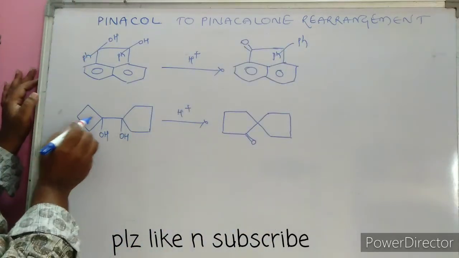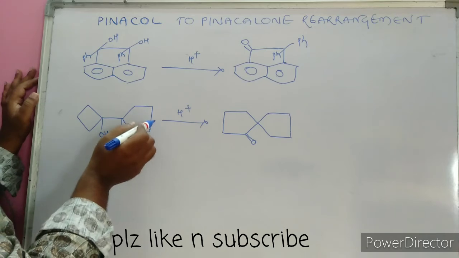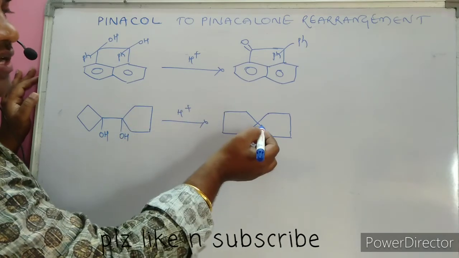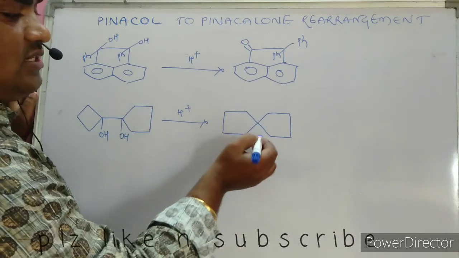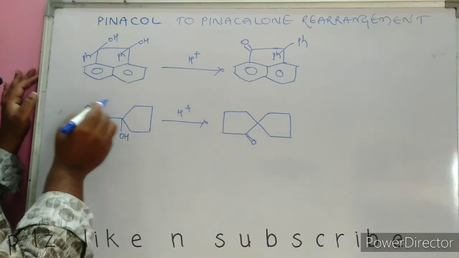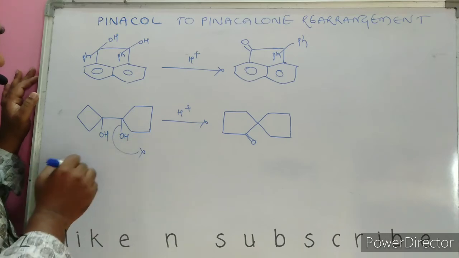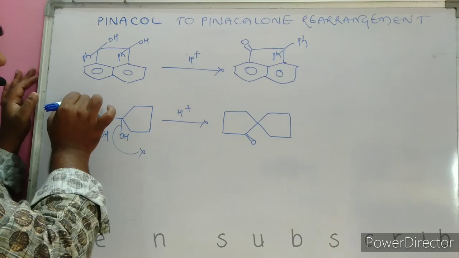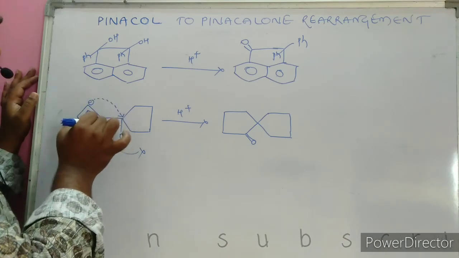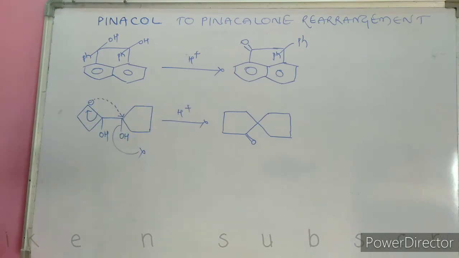Here a diol is also given, one is a 4-membered ring, another is a 5-membered ring, making a spiro compound, where both are joined at one point, and the ring expansion will take place. Here H2O is lost, then this bond is broken, and from here the negative charge makes a bond with this one, so ring expansion is also possible in the case of pinacol to pinacolone rearrangement.